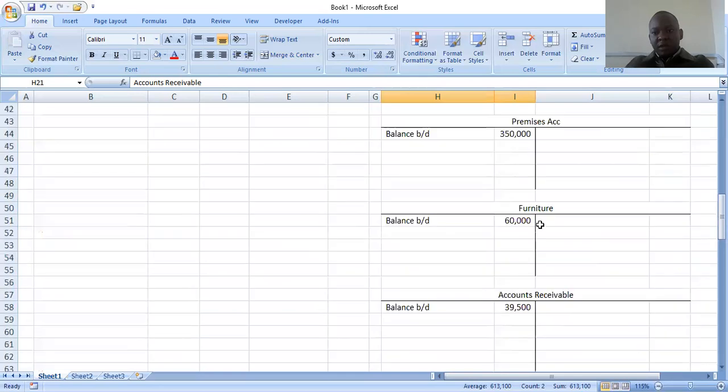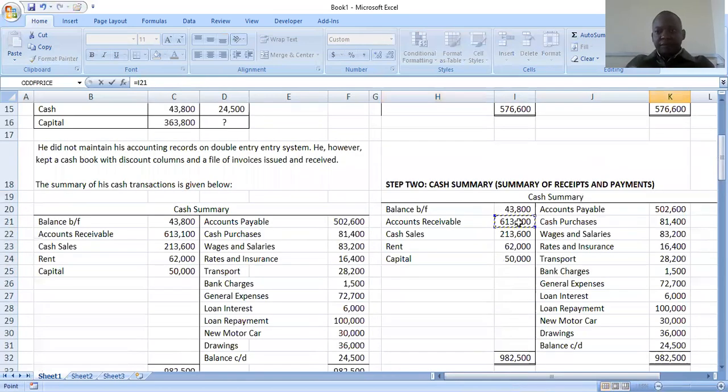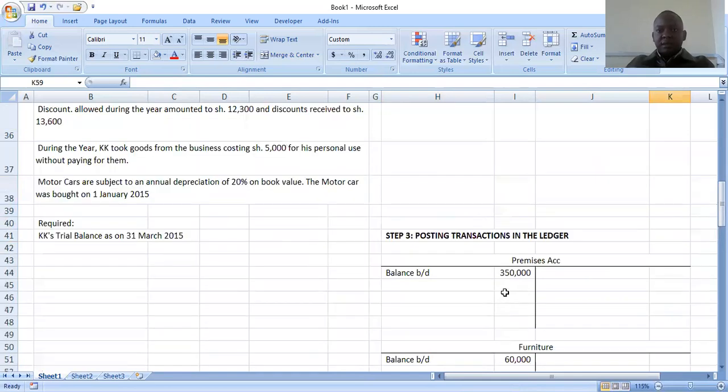So you go to the accounts receivable account and credit. This is by cash, and the amount is 613,100. So like that, simply.